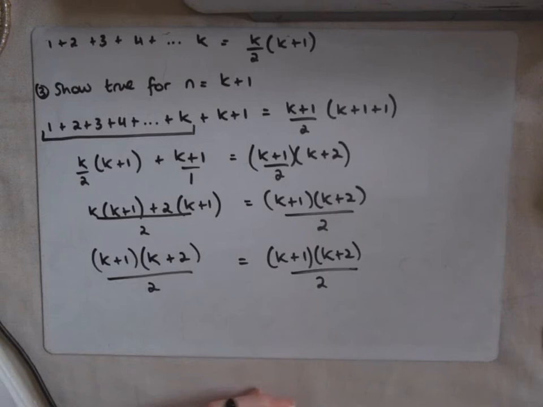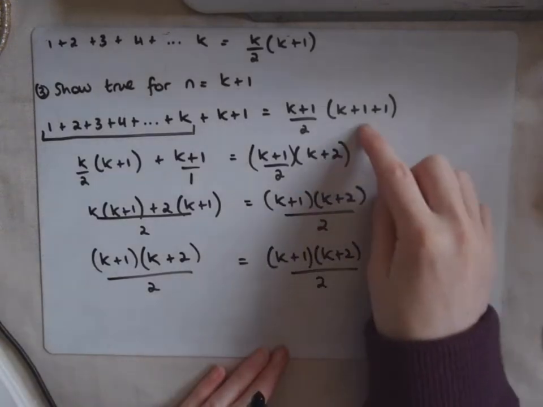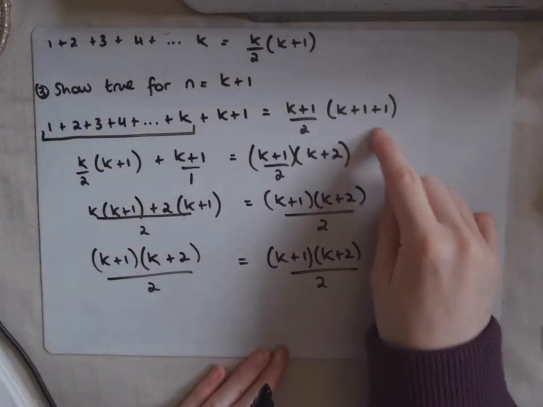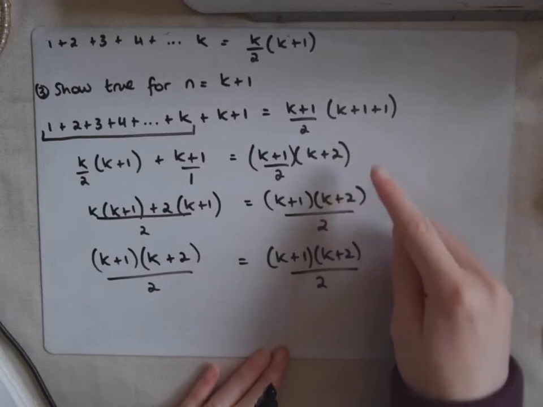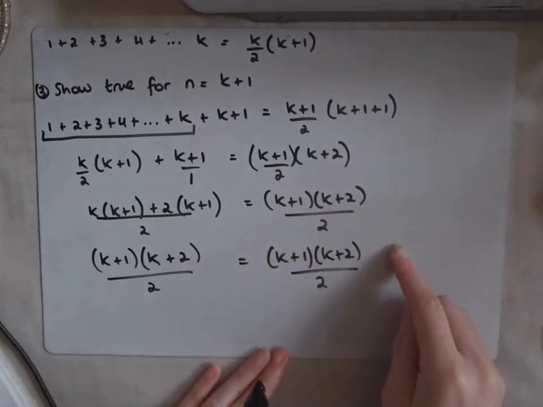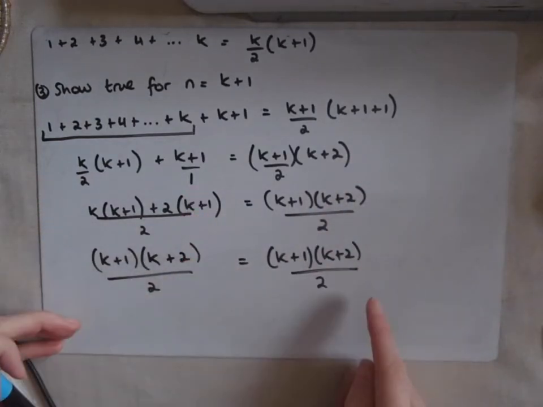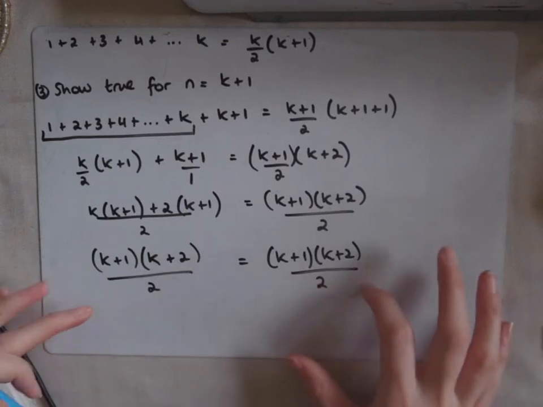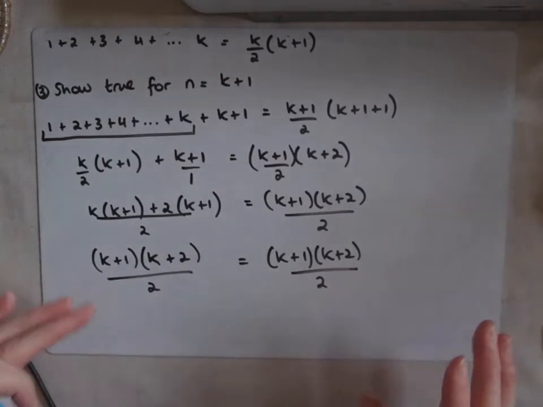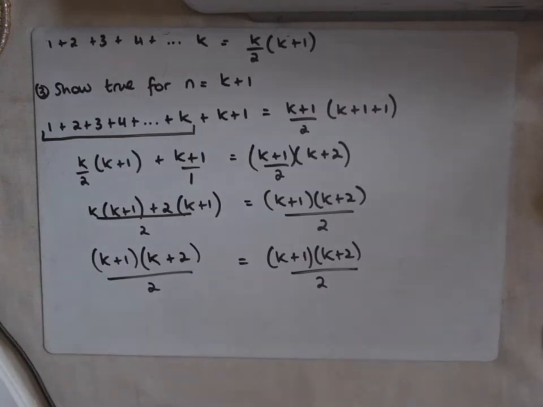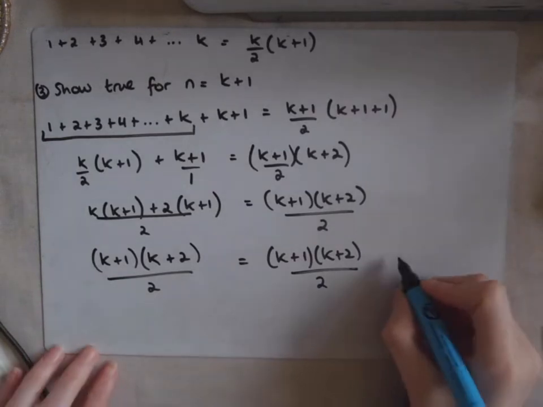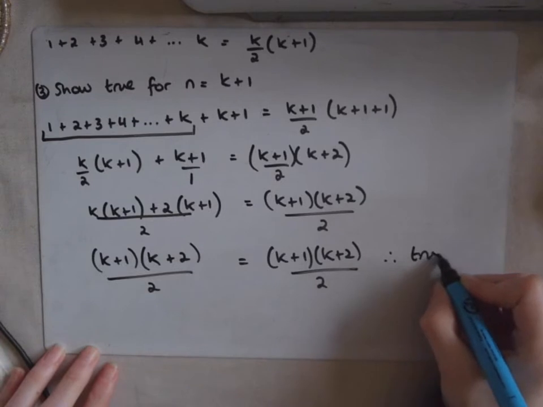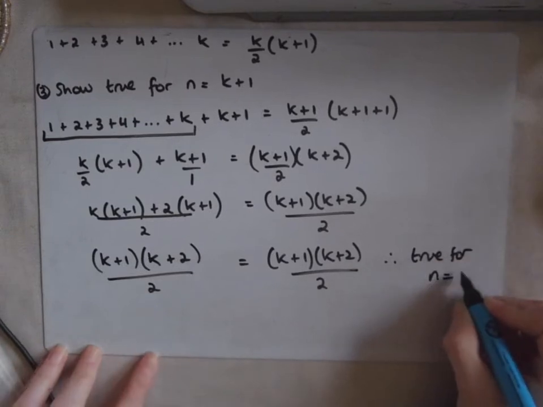Okay, so on this side all I did was just put the 1 plus 1 together and make it a 2, and I left it the whole way down then. On this side I'm just trying to make it look like the right-hand side. But if you had multiplied it and multiplied this side as well, it'd be totally fine. Okay, now we need to finish this off, okay? So we need to say, therefore, true for n is equal to k plus 1.